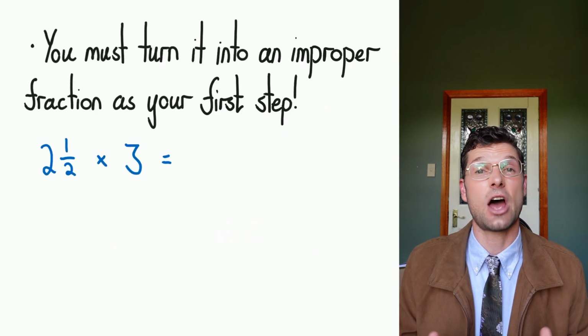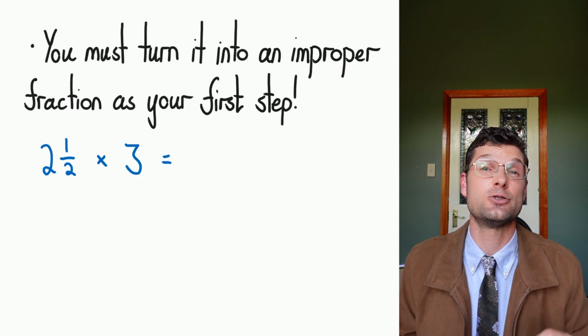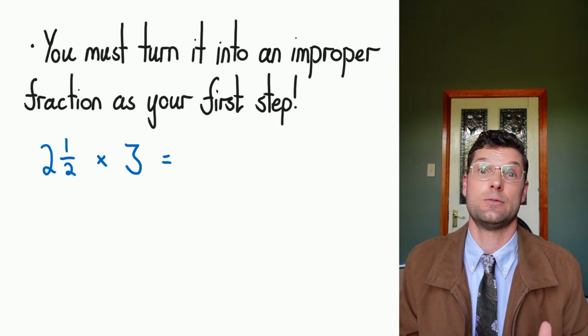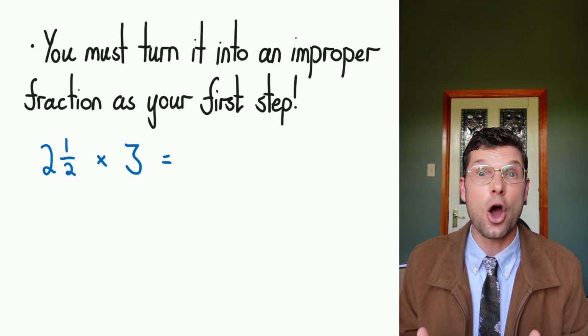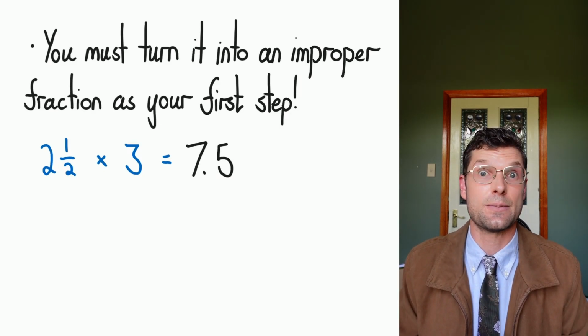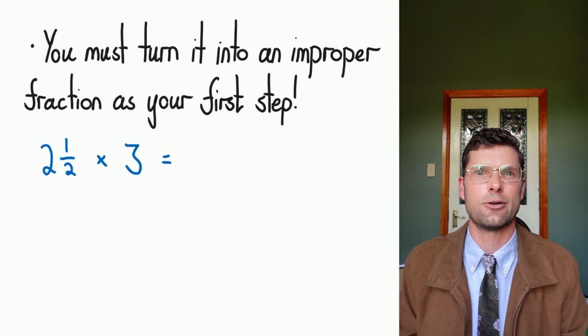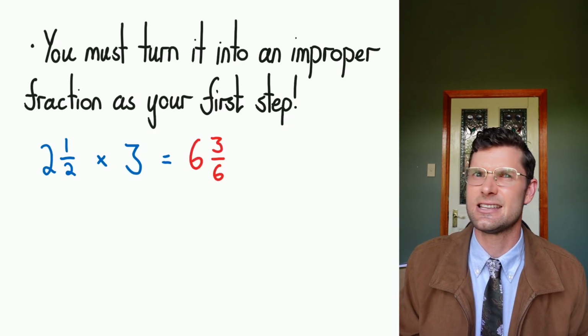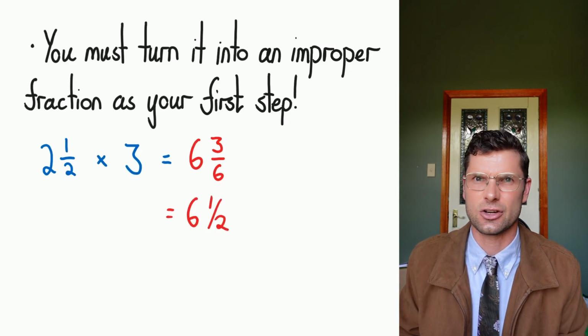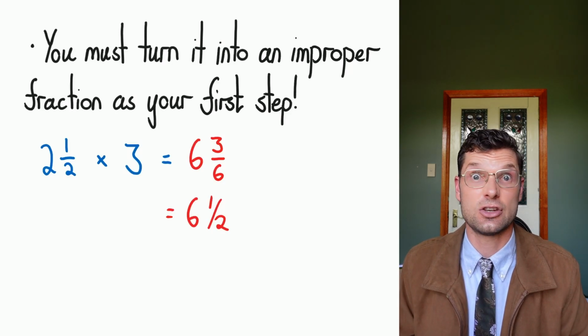When we're doing these questions, I really think it's helpful to turn it into an improper fraction first. And we're going to see an example of why. So if I have 2.5 multiplied by 3, I know that that's equal to 7.5. But if you're just using this as a mixed numeral, you go, oh, 2 times 3, that's equal to 6. And then 1/2 times 3, 3 over 6. That's 6.5. I know for sure it's equal to 7.5. So this isn't correct.